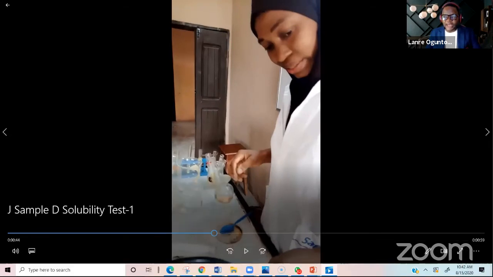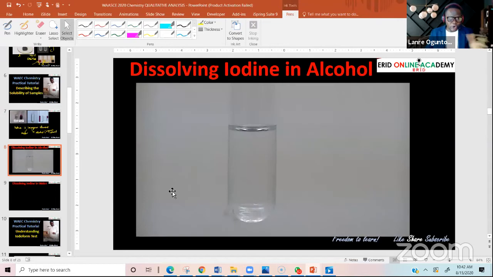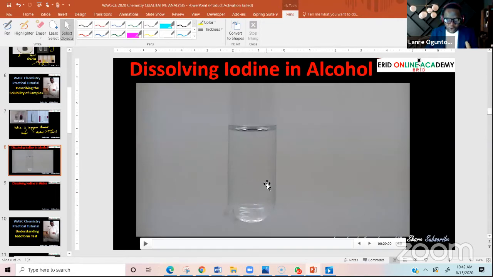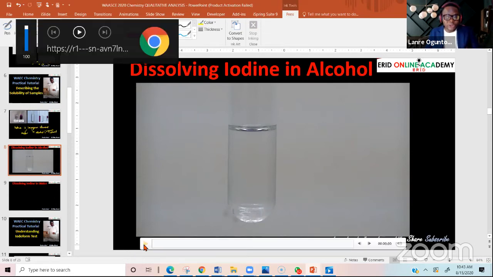We'll now compare the two together. Solubility of iodine in alcohol. So let's look at this and compare. This is alcohol in a tube, and this is your sample C. You can see that sample C is very clear. So we want to pour iodine into sample C and compare the solubility. You have seen the laboratory work where iodine was put in water and it was sparingly soluble.